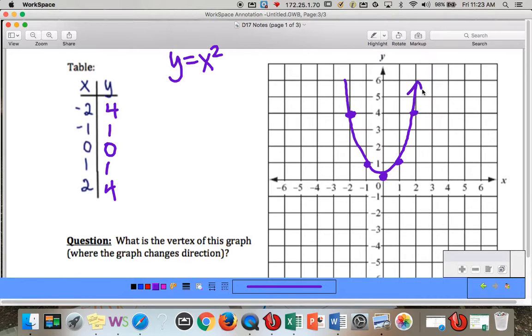What's the vertex of this parent function? Where does it change direction? At the origin, or at 0, 0. So here's where it changes direction. The vertex. And that's what we're going to focus on today in class.